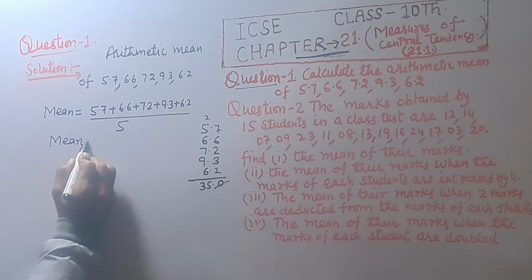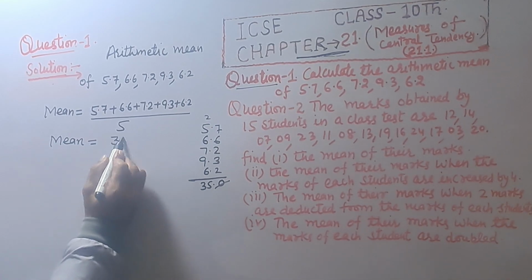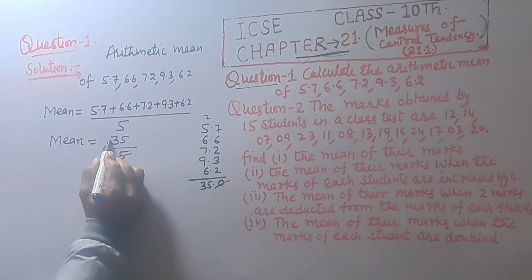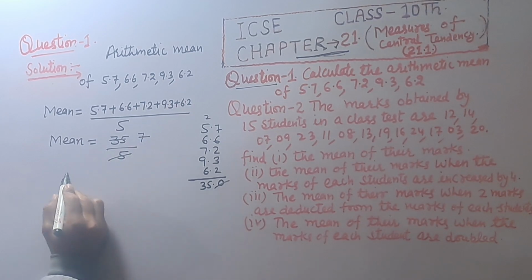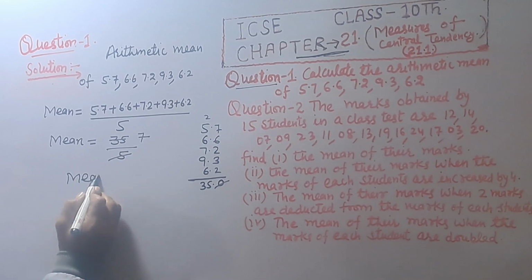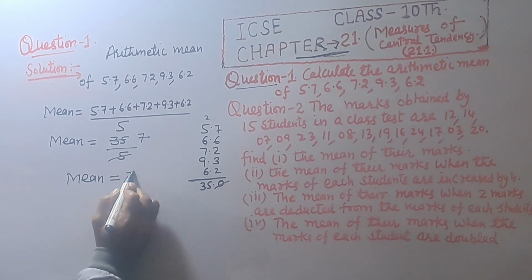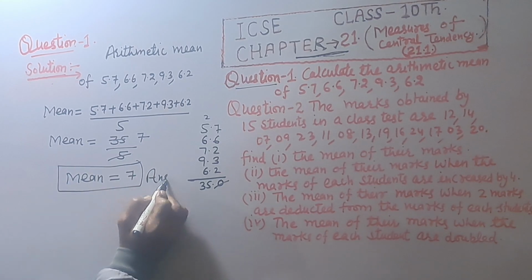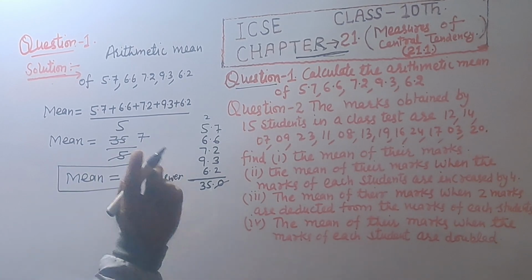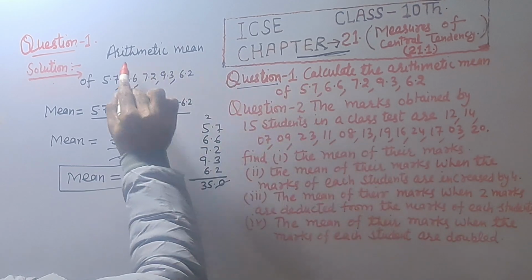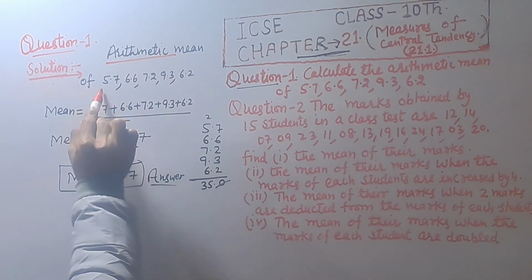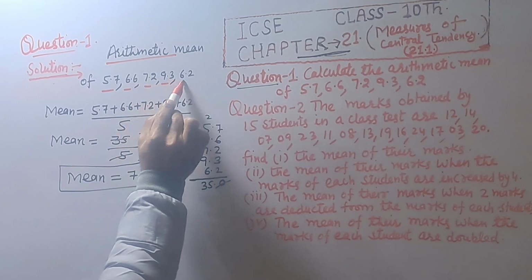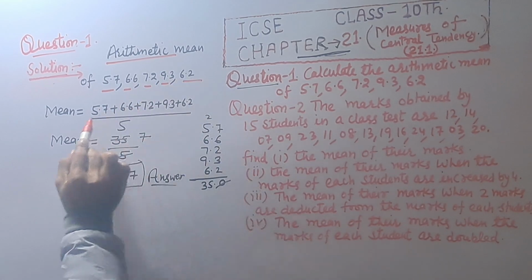So mean is equal to 35 divided by 5. 5 sevens are 35, and arithmetic mean is equal to 7. Answer. First question: calculate the arithmetic mean of 5.7, 6.6, 7.2, 9.3 and 6.2.